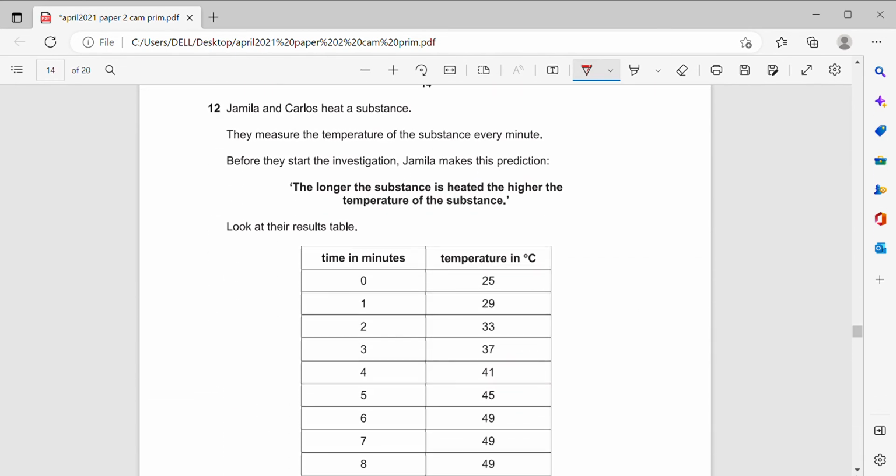Next question, 12. Jamila and Carlos heat a substance. They measure the temperature of the substance every minute. Before they start the investigation, Jamila makes this prediction. Jamila's prediction: the longer the substance is heated, the higher the temperature of the substance. Look at the results table.